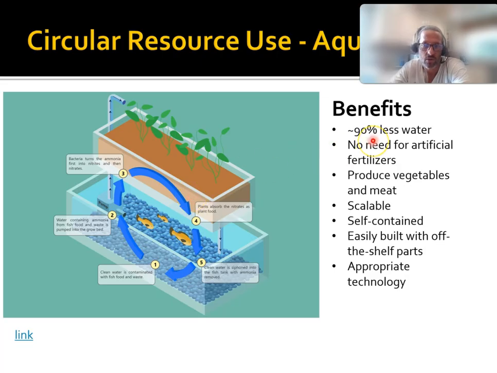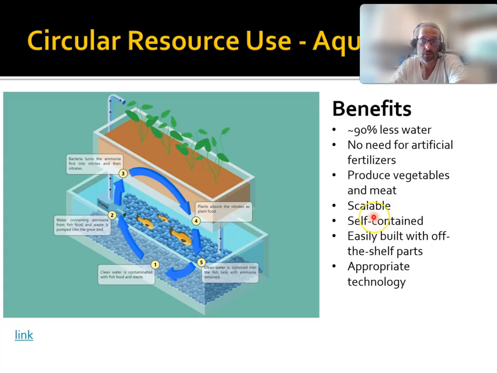What you'll read out there is about 90% less water. So if you grow the same crops in the ground, this uses about 90% less water. The water just keeps circulating around. There's a little bit of evaporation, and you have to replenish very minimally. You don't need any artificial fertilizers because the fish provide it. Now you have to feed the fish, obviously, so that's the other input. You're producing both vegetables and meat, so there's a yield here.